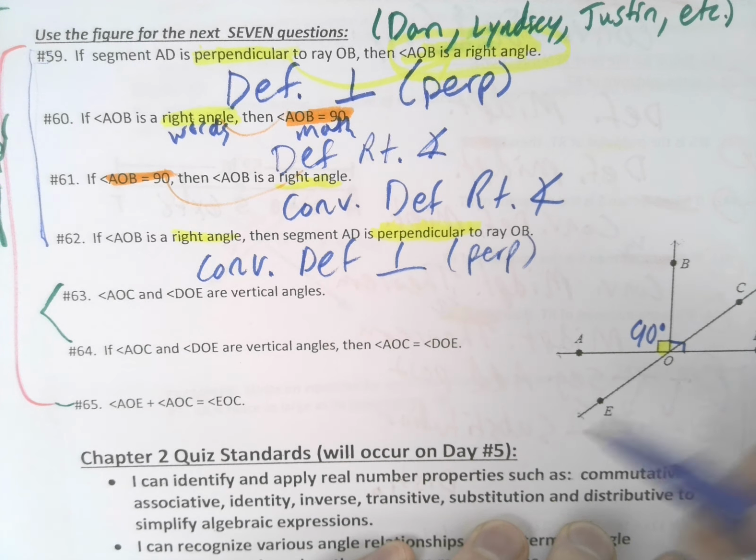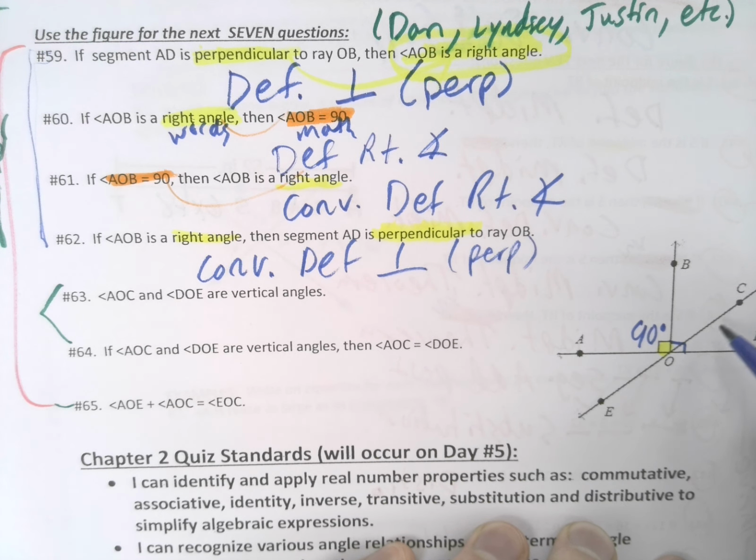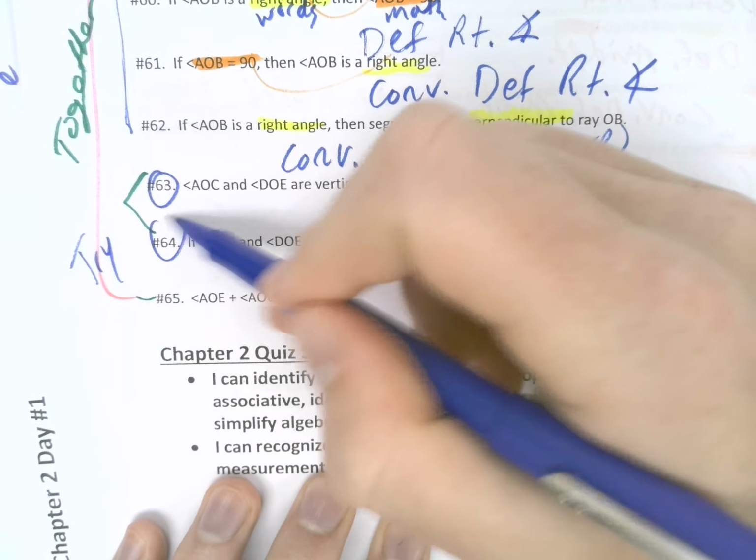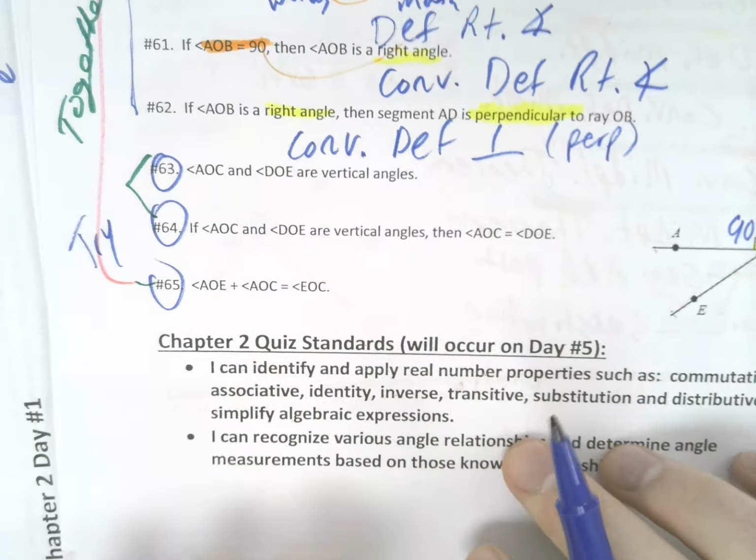And now we're going to be getting into AOC and DOE being vertical angles. So give me your best shot here. Try 63, 64, and 65.